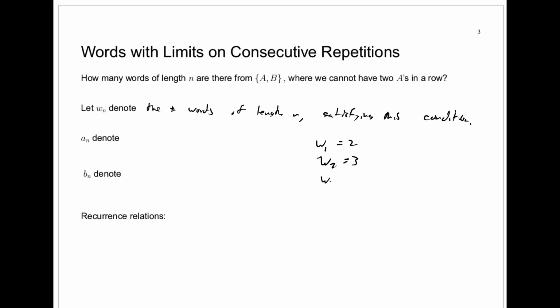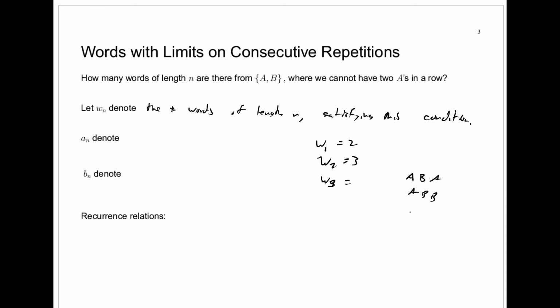How would we get W4? Well, let's try to count them. If I start with an A, then the next letter has to be a B. And that means if I'm looking for W3, I don't know why I had written a 4. We want to find the number of 3-letter words. If I start with an A, the next letter has to be a B, and then it could be followed by an A or a B. So if I start with an A, these are the only possibilities.